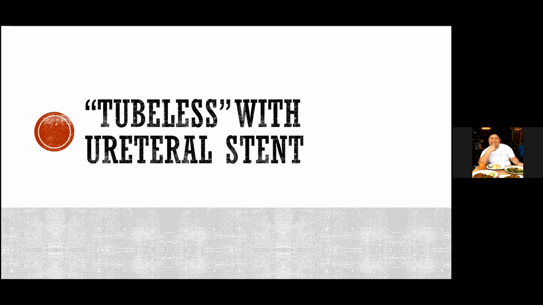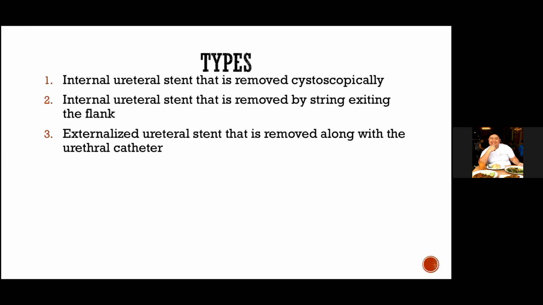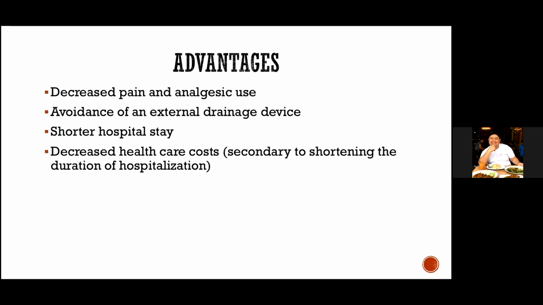The next approach is a tubeless with ureteral stent. So there are internal ureteral stents that is removed cystoscopically, an internal ureteral stent that is removed by string exiting the flank, and externalized ureteral stent that is removed along with the urethral catheter where it is attached. So its advantages compared to nephrostomy tubes: decreased pain and analgesic use, avoidance of an external drainage device, shorter hospital stay, and decreased healthcare costs due to shorter hospital stay.